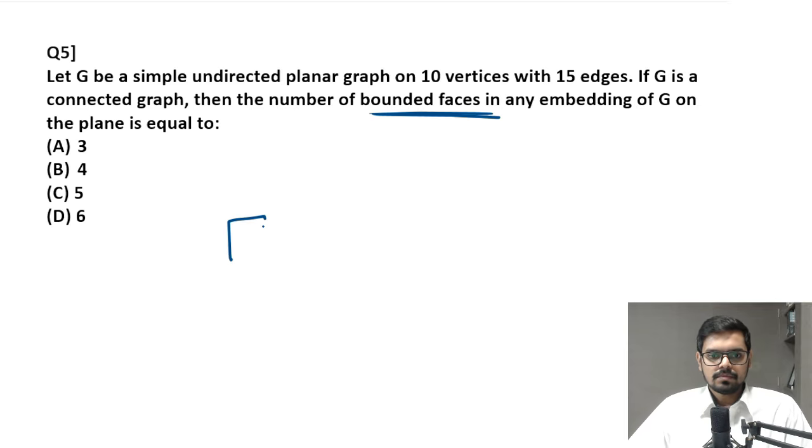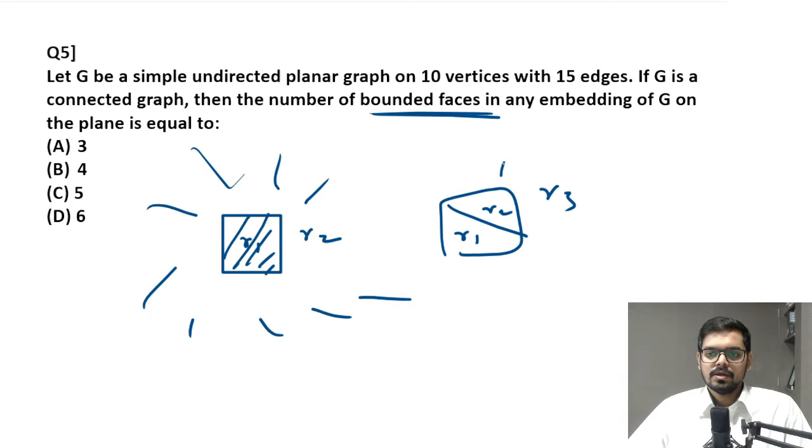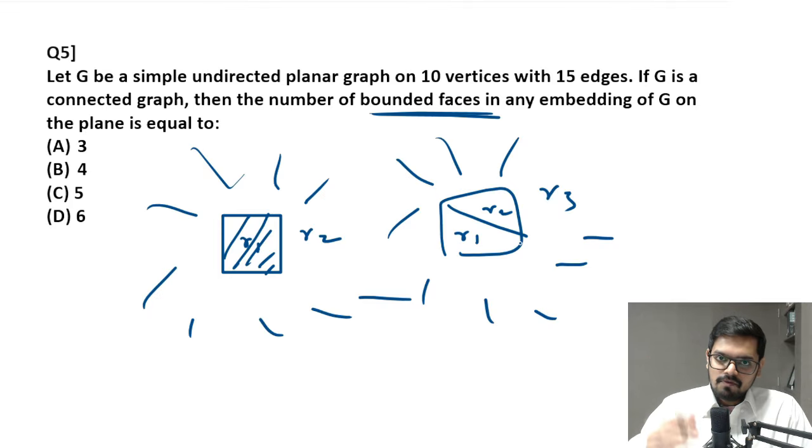See, suppose I have this planar graph. This is region 1, outside is region 2. This outside region is the unbounded region, and this is the bounded region. If you take one more graph, this is R1, this is R2, R3. So outside is unbounded, inside you are getting bounded. So every time we will get only one unbounded region and the others will be bounded.